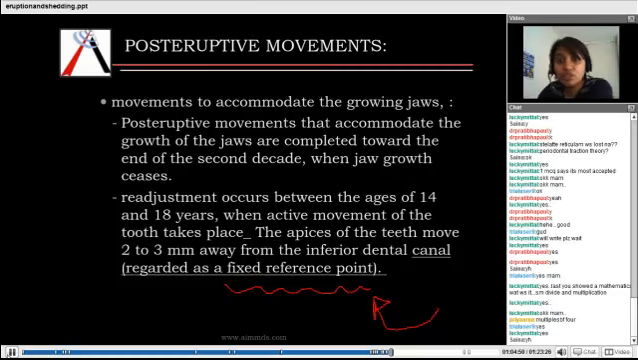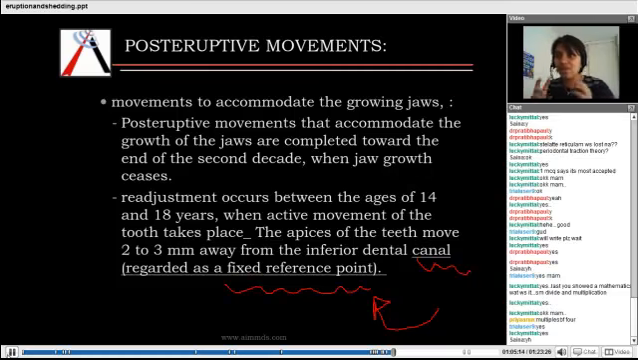Now what is the reference point? The reference point is the inferior alveolar canal. The inferior alveolar canal is considered the fixed reference point, and basically all the movement takes place in relation to that inferior alveolar canal, such that the apices of the teeth move 2 to 3 mm away from the inferior alveolar canal.